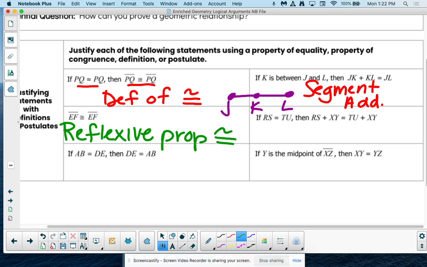If RS equals TU, then RS plus XY equals TU plus XY. Right? So break it down. This is what you started with. How did we get to here? What's different from the purple to the green? What's different in those equations? You're adding XY. What did we add? So if we added something, that's just the addition property. Think of it as a number. Think we just like added 5 to both sides. So that's the addition property of equality.